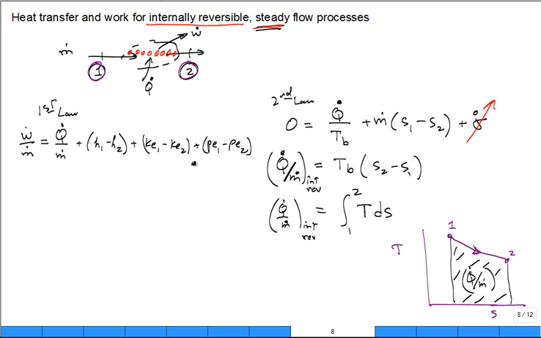Well, we can, if it's internally reversible, because that's what this section is covering, the heat transfer for an internally reversible open system, steady state flow through the system. Now we're dealing with the work transfer for an open system where there's steady flow through the system and it's internally reversible. Okay, so this one we can replace by the integral T ds from 1 to 2.